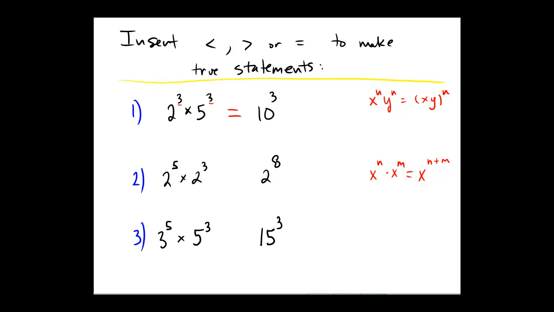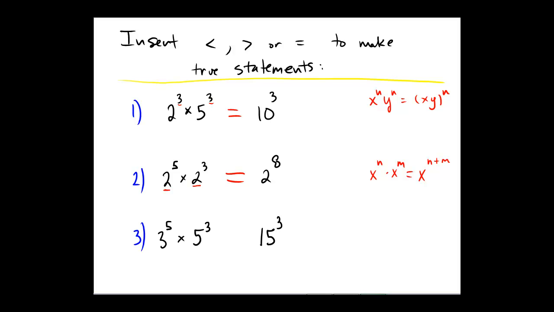So the rule here is that when the bases are the same and you're multiplying two exponential expressions, you add the exponents. Here, the bases are the same. So if we do 2 to the 5th times 2 to the 3rd, we're going to get 2 to the power of what we get when we add the two exponents. 5 plus 3 is 8. So this one's equal too.